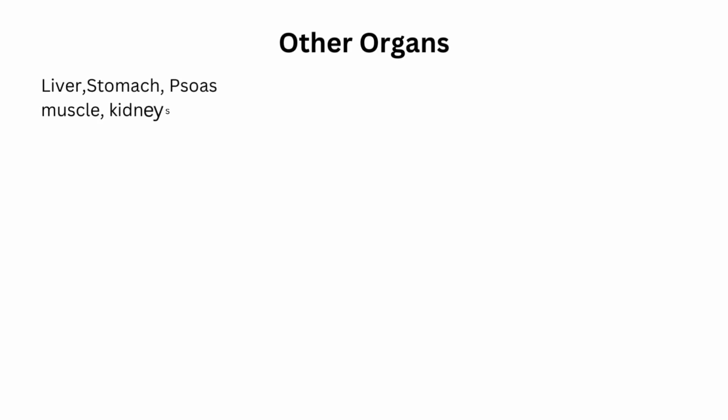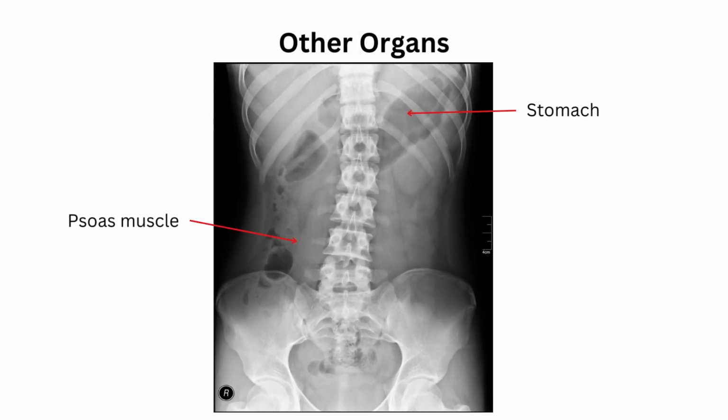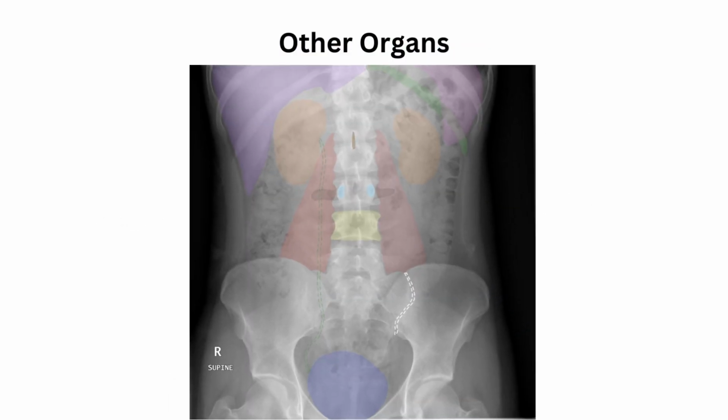The stomach air bubble can be seen in the left upper quadrant and in midline. The psoas muscle makes a relatively straight line on each side of the lumbar vertebra. Kidneys are usually visible. Right is usually lower than the left. Bladder, spleen, gallbladder and liver are the other organs which can be seen on abdominal X-ray.